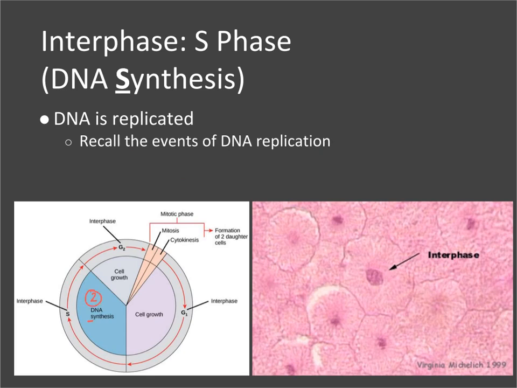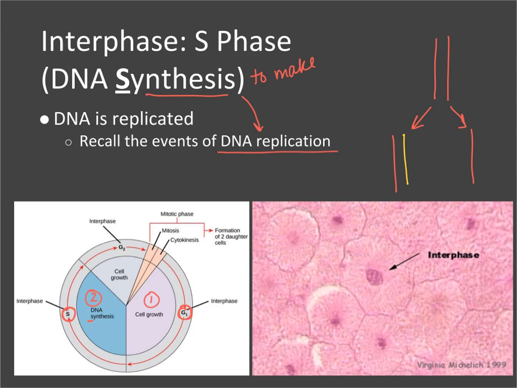The second phase of interphase is the S phase, which stands for DNA synthesis. So remember, the first phase was the G1 phase. The second phase is the S phase, and that S stands for synthesis. Remember that synthesis means to make something. And so this is also the same thing as saying DNA replication. So this is just the event in which you had a double strand of DNA that divides, and then each original strand gets a new strand of DNA added to it.